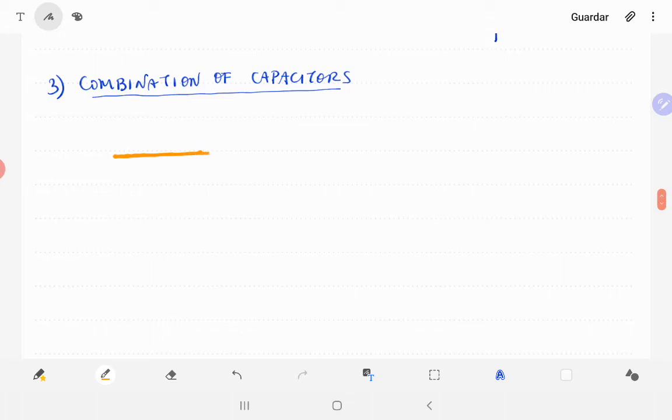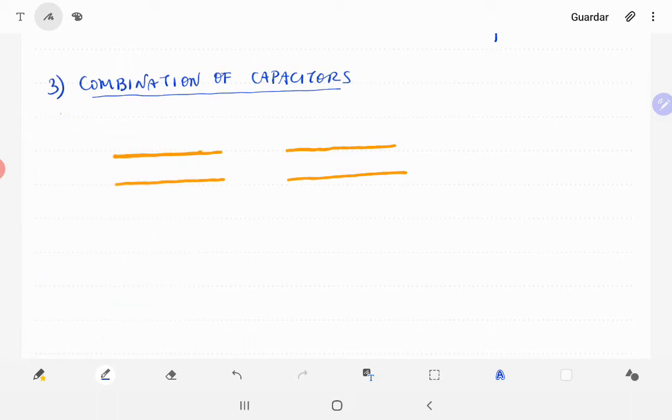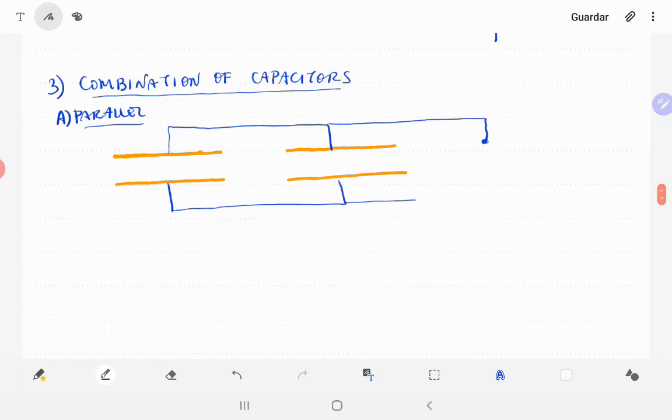This is the positive plate and this is the negative plate of one of them, and here is the positive plate and the negative plate of the other. Okay, so there I have two capacitors, and then I'm going to connect them in parallel. In parallel they are connected by wires in this way. The blue represents the wires. I'm going to call this point A, and this is going to be point B.